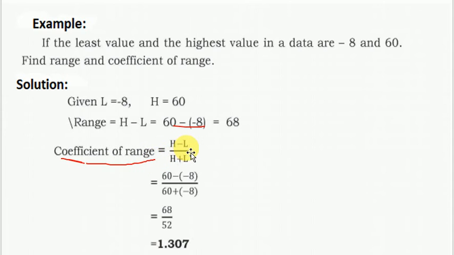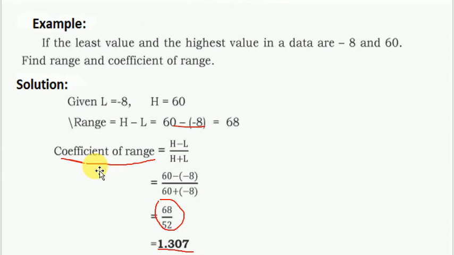Here, highest minus lowest, the relative measure of the range, divided by highest plus lowest, that is 60 minus -8 divided by 60 plus -8. We already got 68 for the numerator. In the denominator, 60 plus into minus is 60 minus 8, which is 52. So 68 divided by 52 equals 1.31. It is the coefficient, the relative measure of the variation. That is the coefficient of the range.